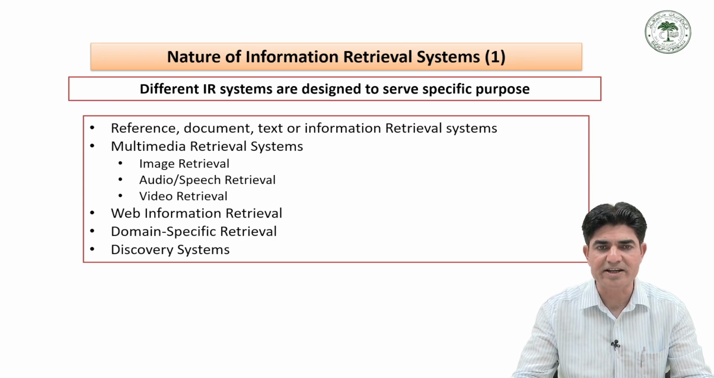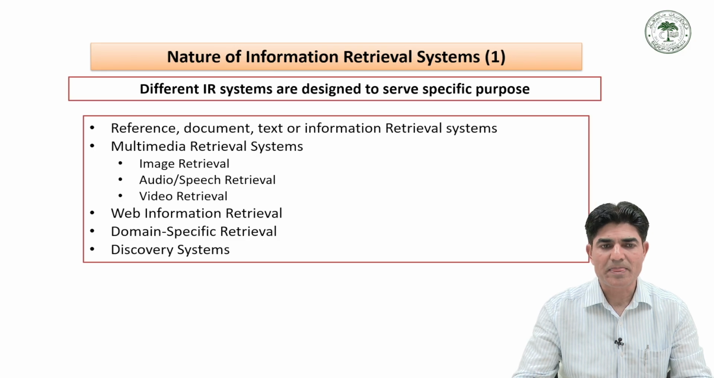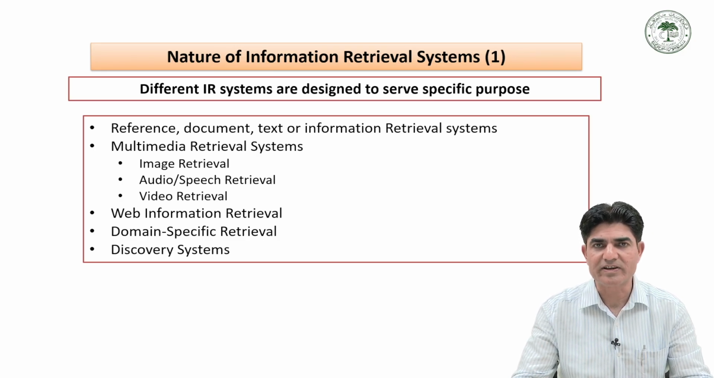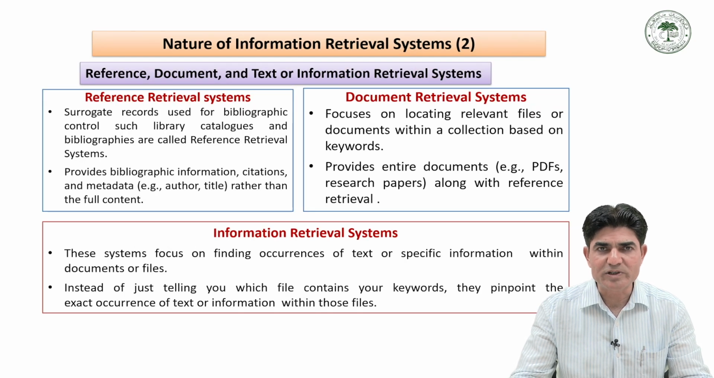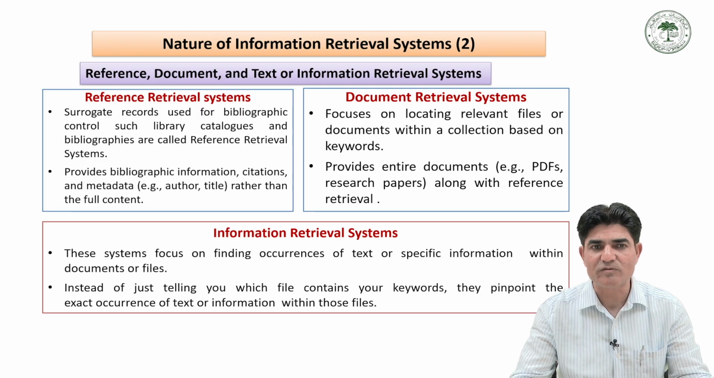For example, reference, document, text or information retrieval system, multimedia retrieval system, and multimedia retrieval system include image retrieval, audio speech retrieval, video retrieval, and web information retrieval system, as well as domain specific retrieval system that cover specific subject and domain, and discovery system, that is multiple information retrieval systems can be searched using a single search. So we will try to discuss and describe the features of different kinds of information retrieval system.